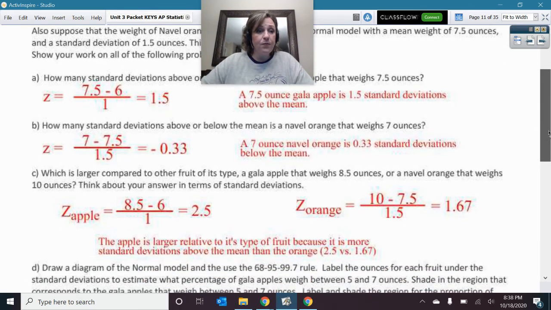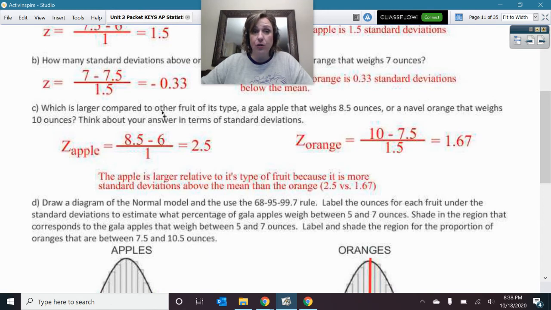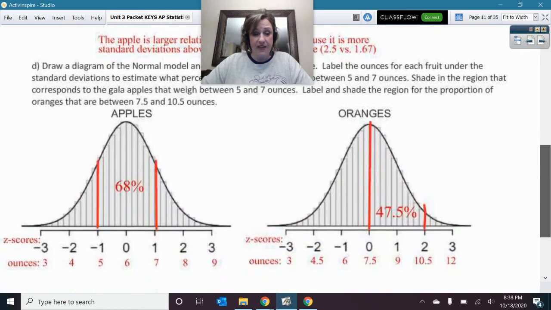All right, so here, which one is larger with respect to its type of fruit? Okay, so comparing apples to apples and oranges to oranges, but then we're going to compare across each other. So here we go. Make sure you use the correct mean and standard deviation for those particular fruits. So here was my apple minus the apple mean over its standard deviation, and then the orange minus the orange mean over its standard deviation. So the apple is larger with respect to its type of fruit because it is more standard deviations above the mean than the orange. 2.5 standard deviations versus 1.67 standard deviations.